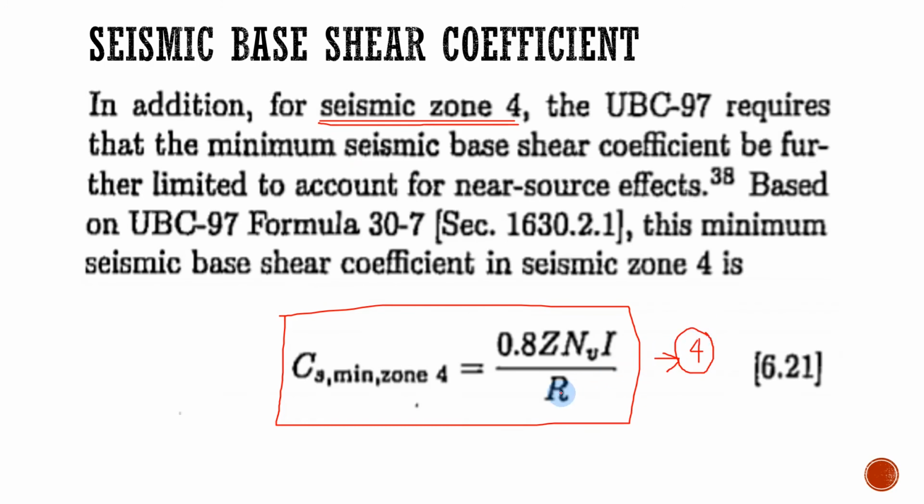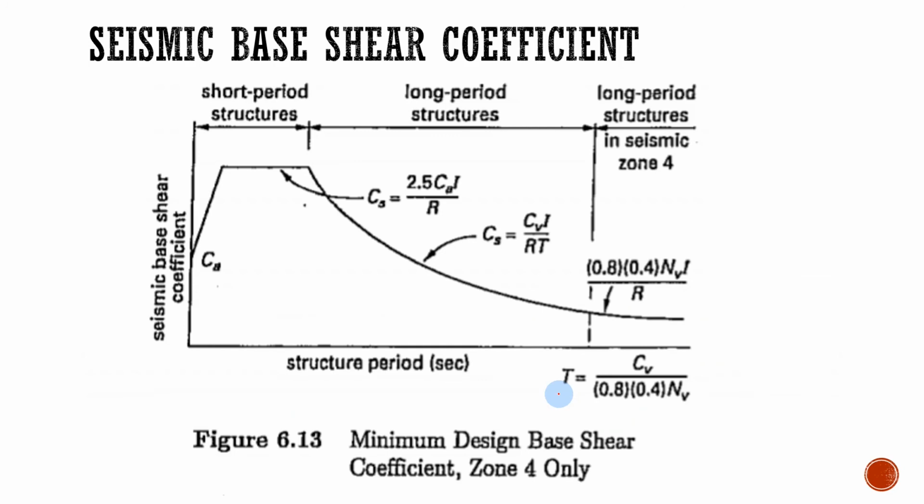So we will be following four formulas, guys, since we are in seismic zone 4. In computing CS, we have four formulas, so it is clearer now. This is the minimum design base shear coefficient for seismic zone 4 only, so this is applicable to us, guys.